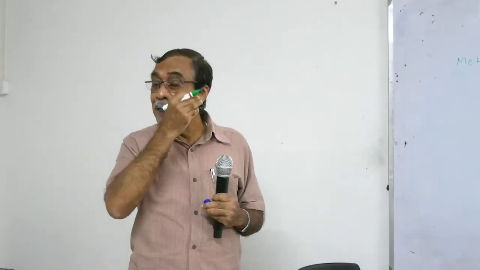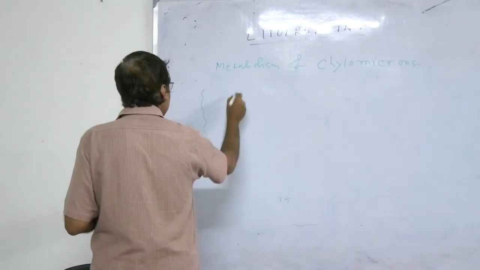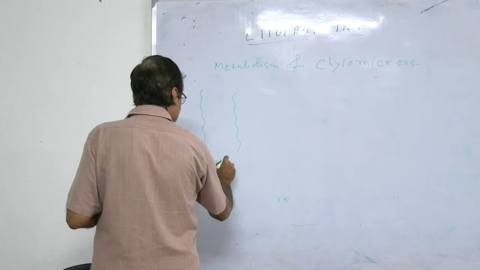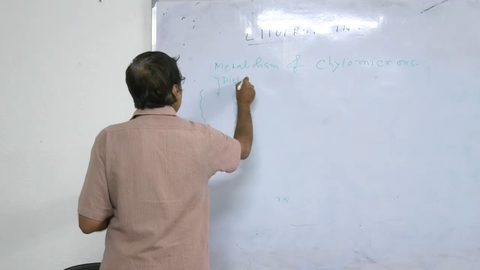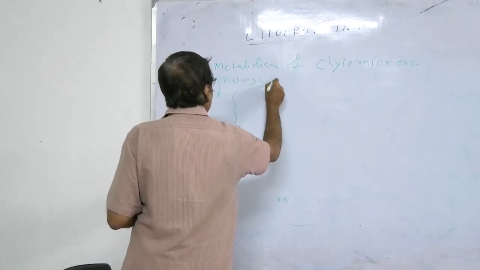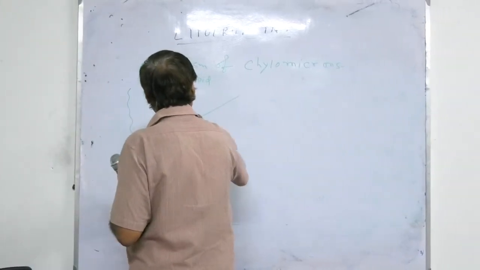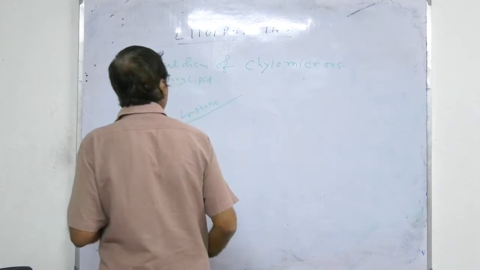It is supplied by diet. So chylomicron is the exogenous lipid or exogenous lipoprotein, and the source is the intestine, from dietary lipid. It is secreted from the intestine and via lymphatics, it is present in the blood.